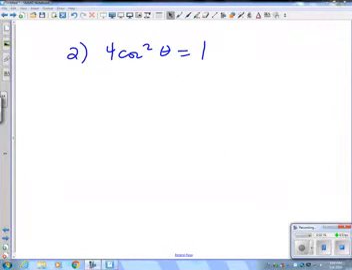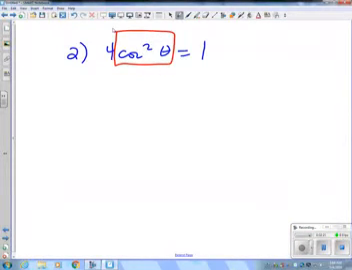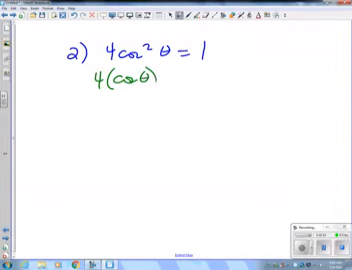Alright, so in number 2, if I take out the trig, then it would say 4x equals 1. Well, wait a minute, we need to rewrite this. I just realized there's a square in this problem. That needs to be written differently. So what this really means is 4 times the quantity cosine of theta, squared, equals 1. So if I take out what's in the parentheses, I will be taking out the trig. So that will be 4x squared equals 1.